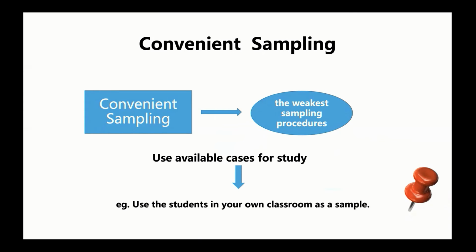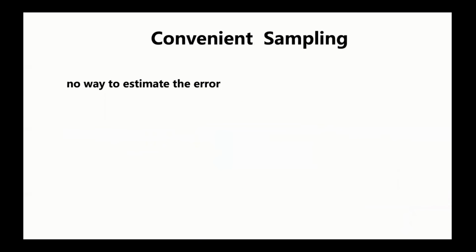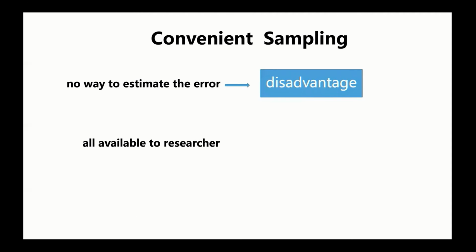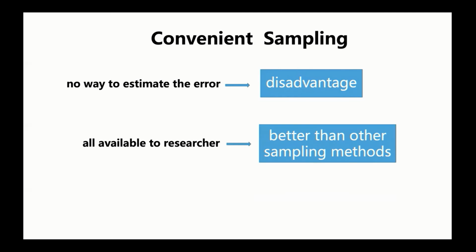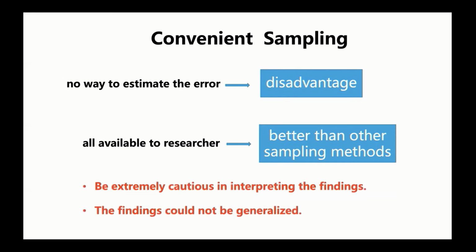It's very convenient, yes. Because there's no way to estimate the error, this can be considered a disadvantage of convenience sampling. On the other hand, sometimes it's all that is available to the researcher. Under this circumstance, it is better than any other sampling method. But nevertheless, when employing this sampling method, please be extremely cautious in interpreting the findings, and you have to know that findings could not be generalized.